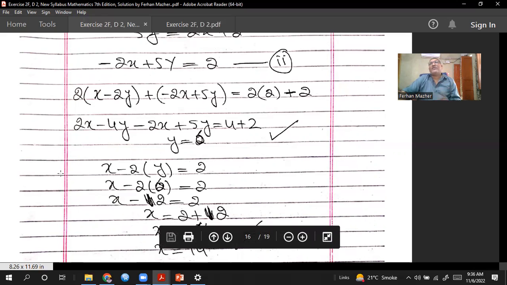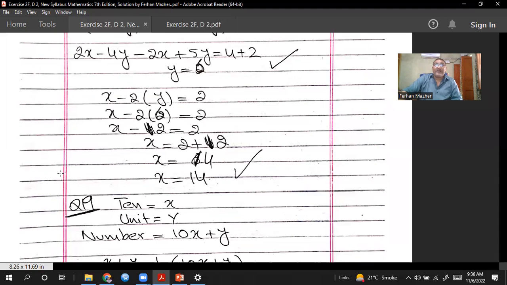Now that I have the value of y, I substitute it in the first equation, x - 2y = 2. In place of y, I substitute 6, so x - 2 times 6 = 2. So x - 12 = 2, and x = 2 + 12, so x = 14. The larger number is 14 and the smaller number is 6.